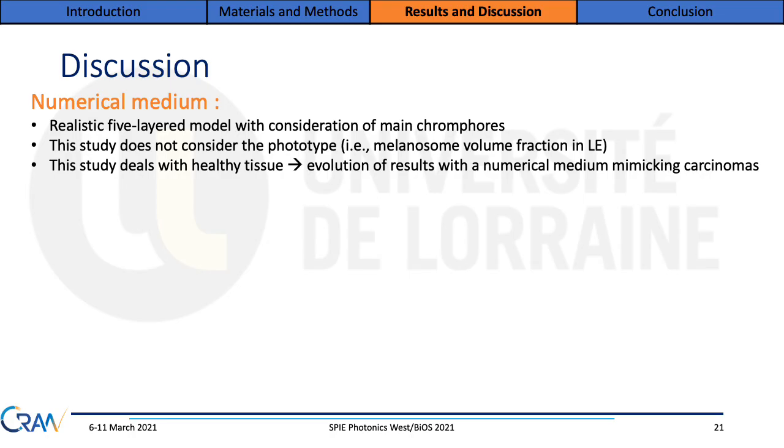Let's now discuss the limits of the experiment presented here, and let me present the further work associated with this presentation. A skin model was built taking into account the 5 main chromophores of human skin. However, the latter does not consider the phototypes expressed in the model by the volume fraction of melanin in the living epidermis. In addition, the media considered here were healthy. It would be judicious to apply a similar approach with a skin model presenting carcinoma.